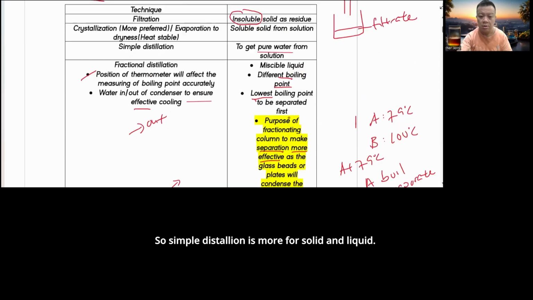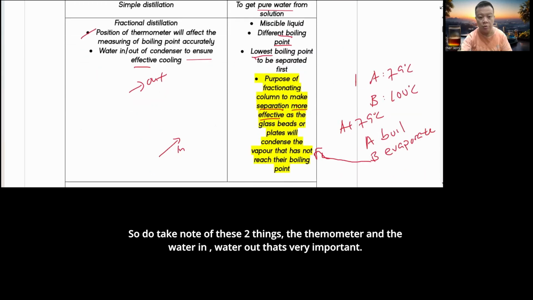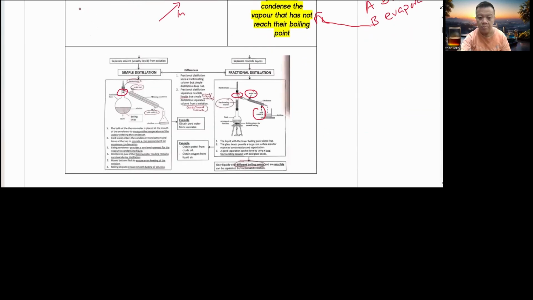So simple distillation is more for solid-liquid. Later we can take a look at the big picture again. Do take note of these two things: the thermometer and the water in, water out. That's very important.